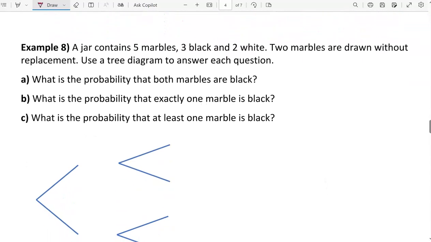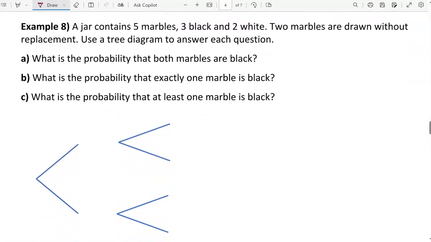All right, we're going to do one more here with a tree diagram. So a jar contains 5 marbles, 3 black and 2 white. 2 marbles are drawn without replacement, and we're going to use the tree diagram before we answer each question. So we have 2 outcomes possible. When we draw the first marble, it can come out black or white. When we draw the second marble, it can either come out black or white as well.